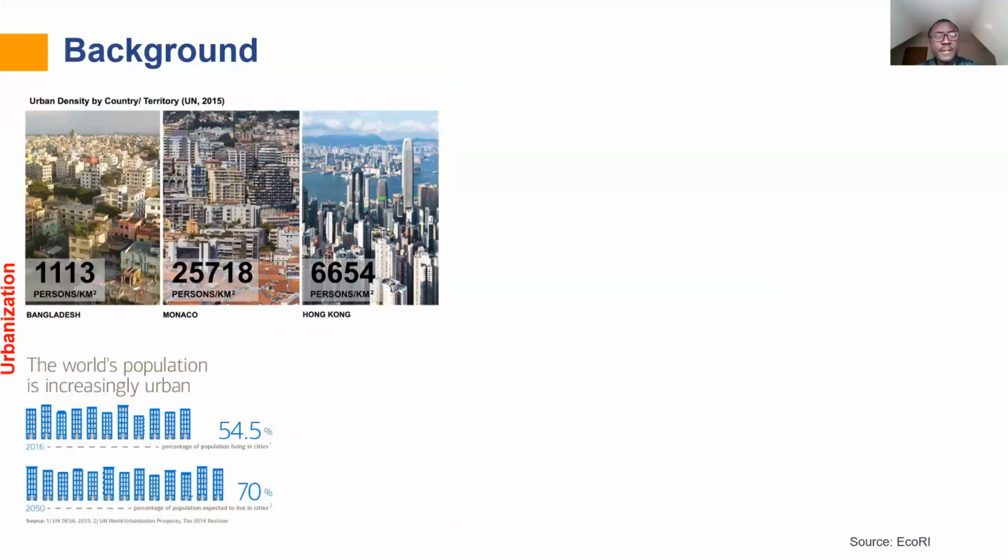So just to start, we all know that population is rising, and in fact, our cities are becoming denser. For example, Bangladesh has about 1,000 persons per square kilometer, Monaco is up to 25,000, and Hong Kong over 6,000. Dublin City is around 4,300 persons per square kilometer. If this rate continues, according to the United Nations, over 70% of the world population will be living in urban areas.